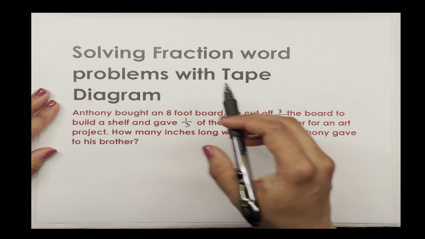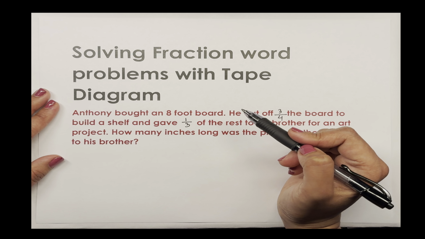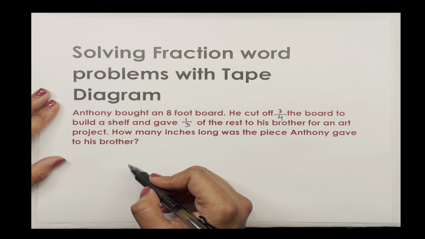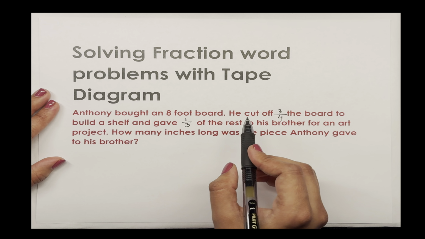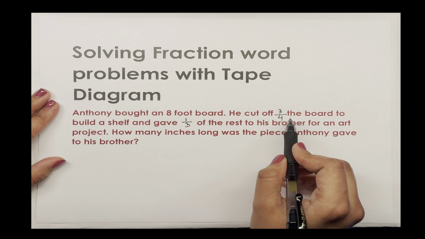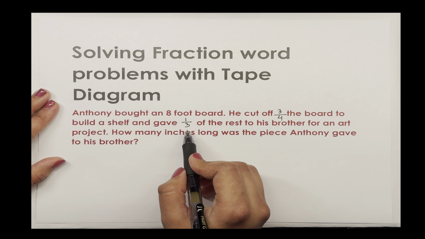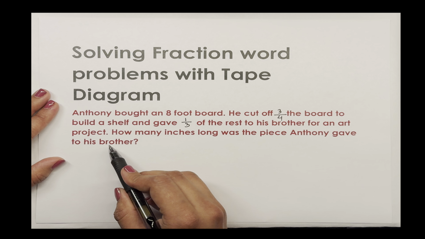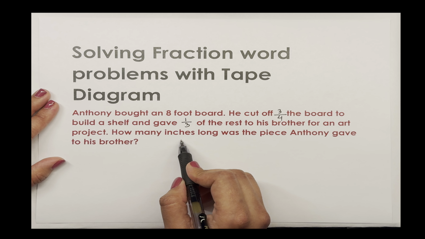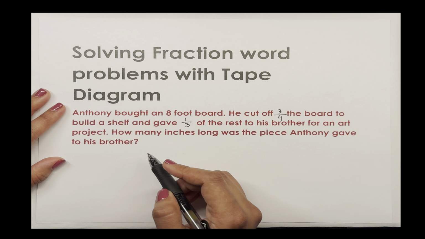Today we're going to solve fraction word problems using a tape diagram. So let's get started. Anthony bought an 8-foot board. He cuts off 3/4 of the board to build a shelf, and gives one third of the rest to his brother for an art project. How many inches long was the piece Anthony gave to his brother?